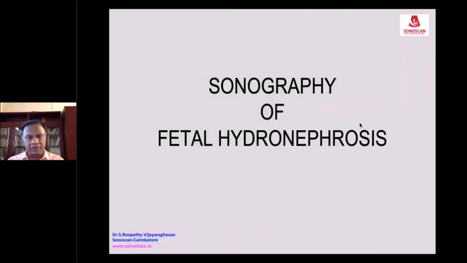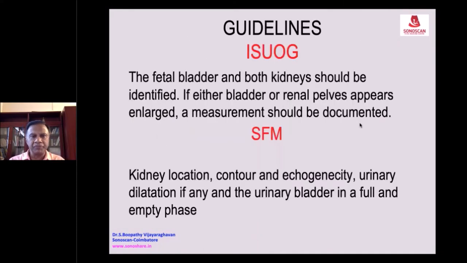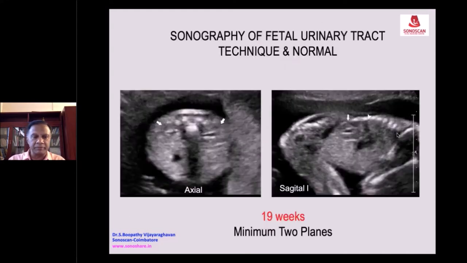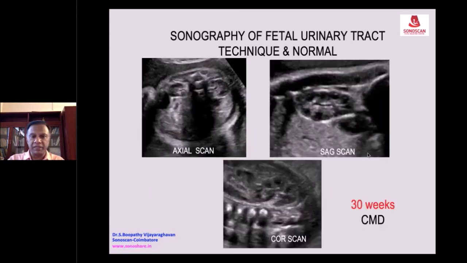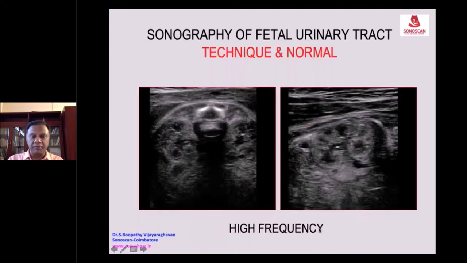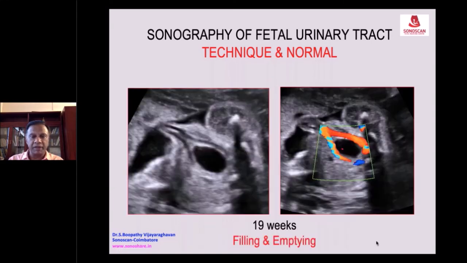Ultrasound of fetal hydronephrosis and associated anomalies. Now again we have to start from the guidelines, better seen from the posterior aspect by an axial scan. You see the kidneys, this is at 30 weeks in the third trimester. The axial scan appears the same, but you use the high frequency linear probe to see the architecture or the pattern of the cords around the bladder.